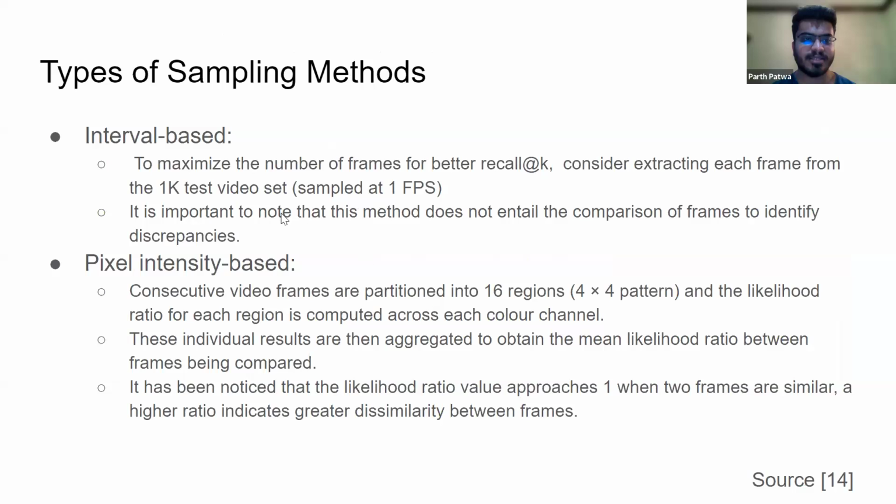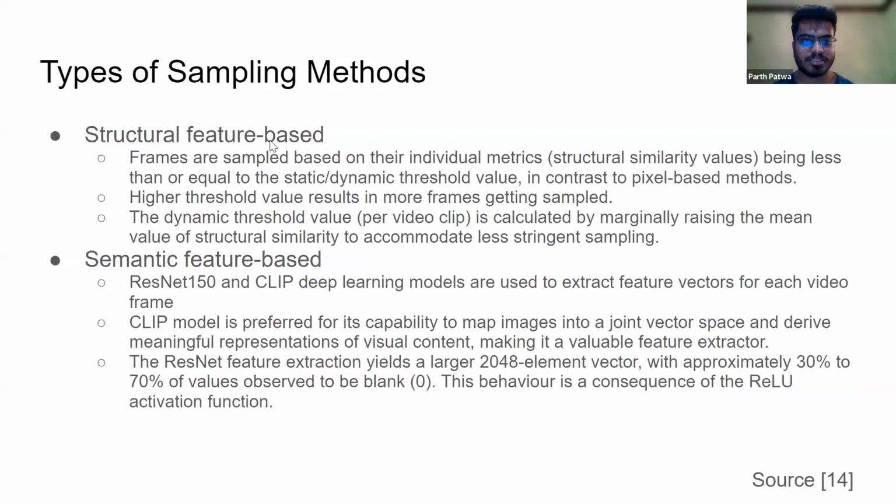So there are some sampling techniques like interval-based sampling, where we just sample one frame per second in a 1K video, or based on the pixel intensity, where we have a histogram of the frame based on the pixel intensities, and then we are comparing how similar two frames are to each other. If they're similar, we keep only one. If they are dissimilar, we keep both of them. And structure feature based, another similar similarity.